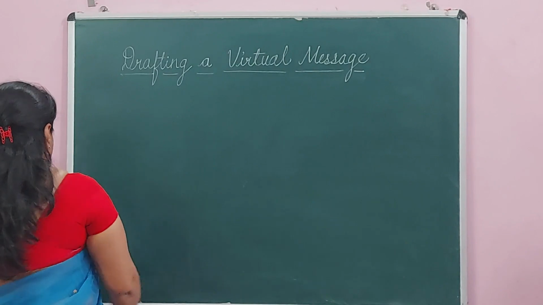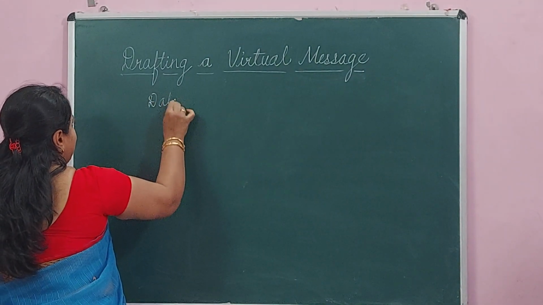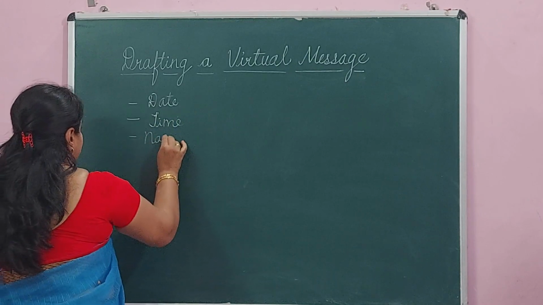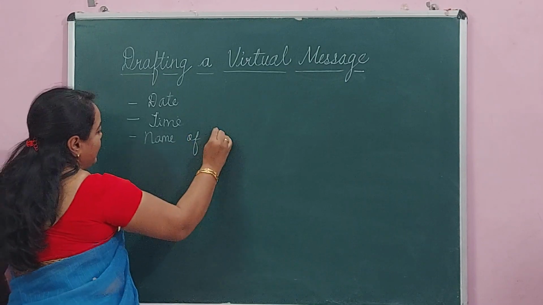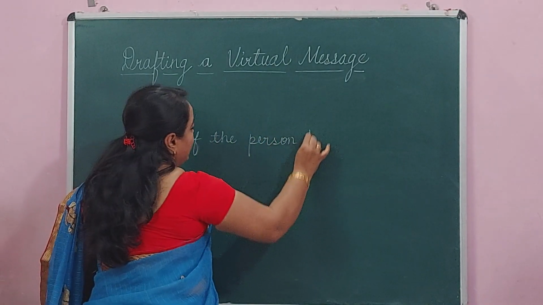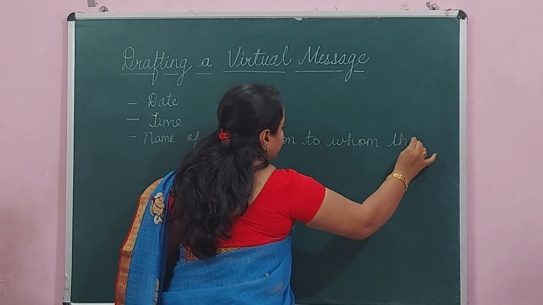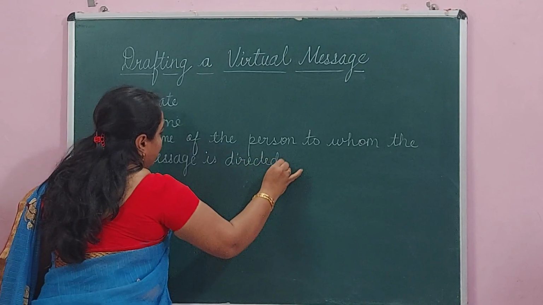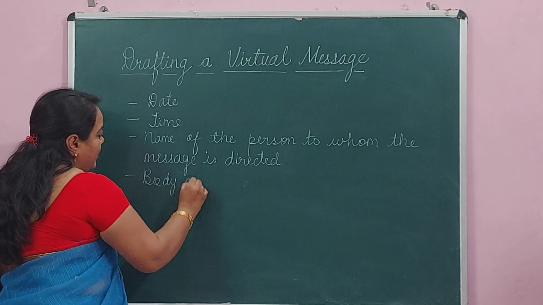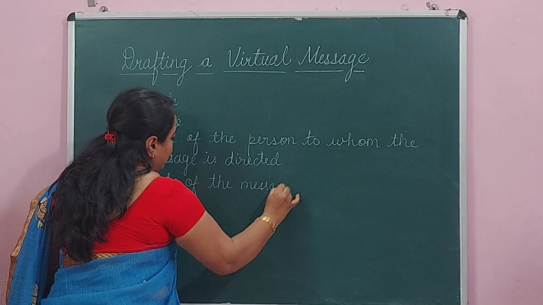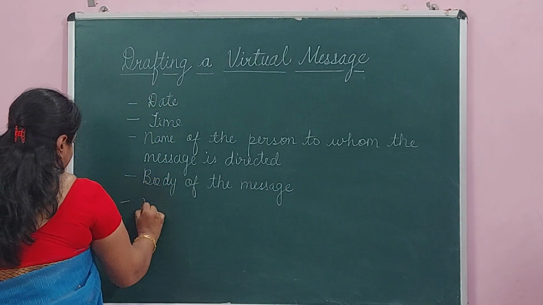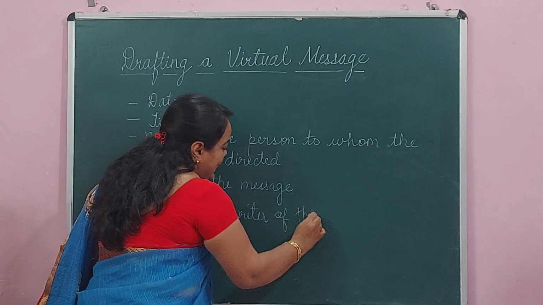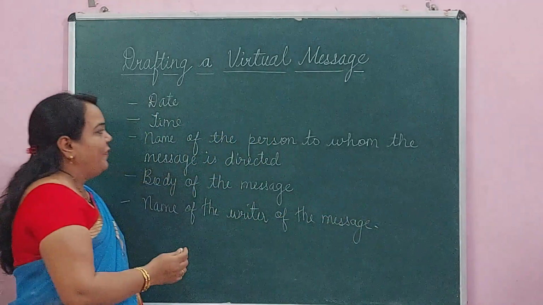First of all, you should write what is the format. You should write the date, first thing. Then you should write the time when the message was conveyed. Name of the person to whom the message is directed. Body of the message. And name of the writer of the message. So this is the format of how you should draft a virtual message.